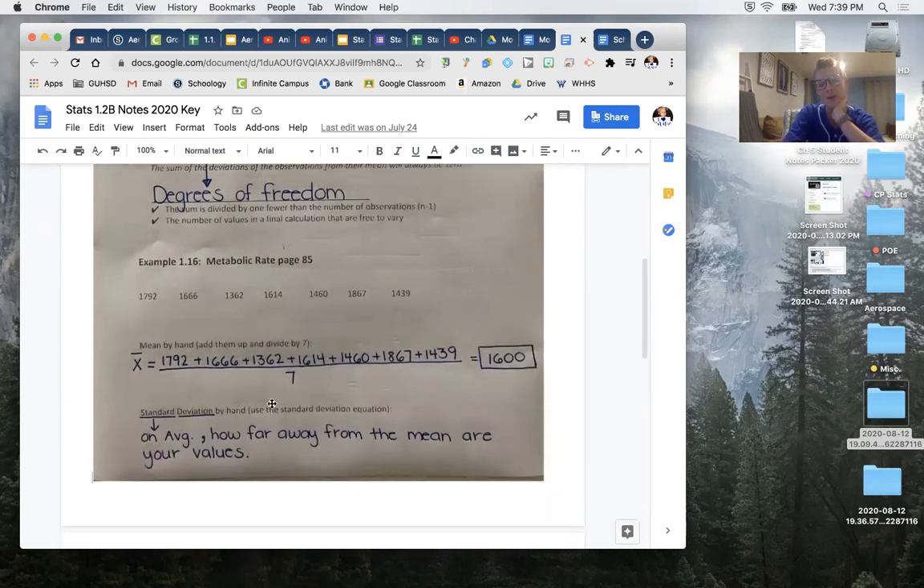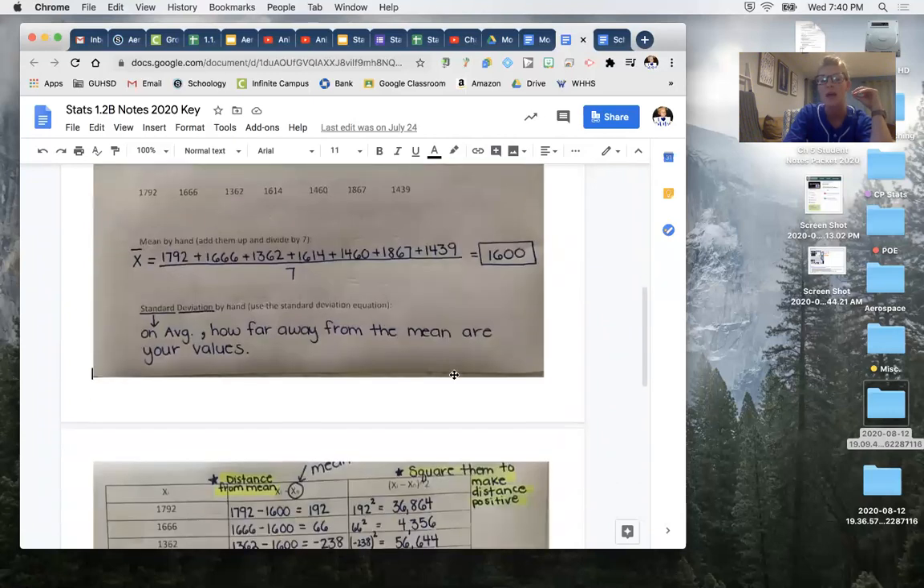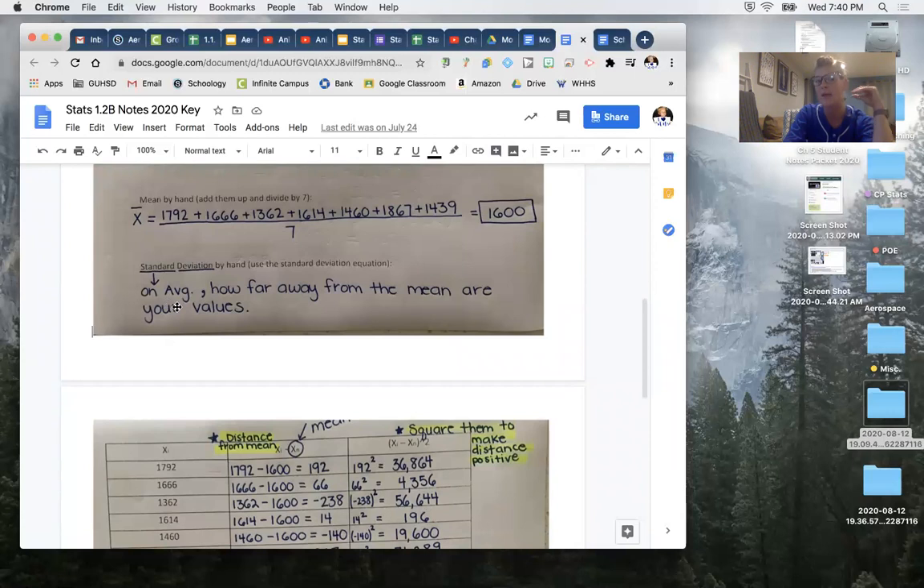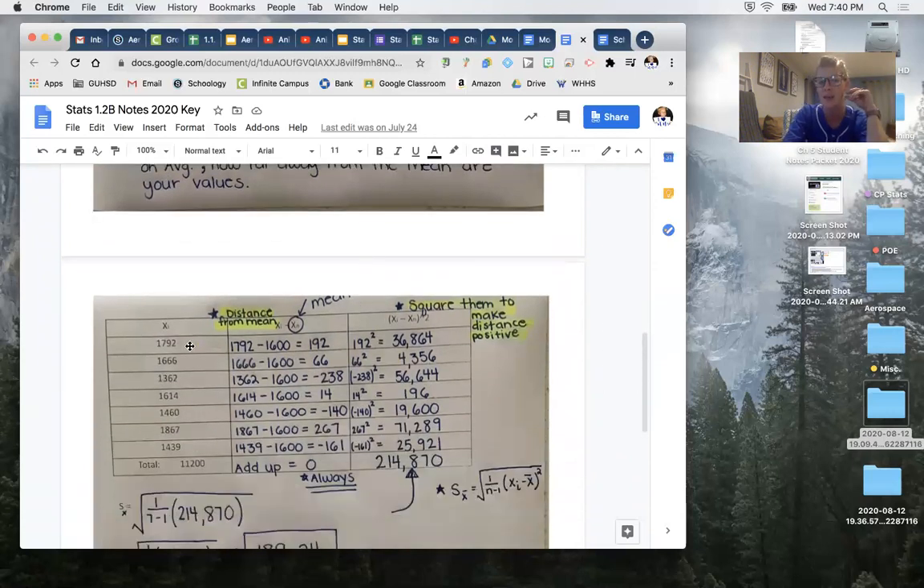Okay, I go through an example here that I'll let you guys look through on metabolic rates. I calculate the mean first, and then I have standard deviation. So on average, how far away are the values from the mean? Then I calculate that. Like I calculate this one right here, 1792. I subtract the mean. That's how far. It's 192 away from the mean. I square that number to make it positive, and then at the end, we're going to square root all of that. I add them all up.